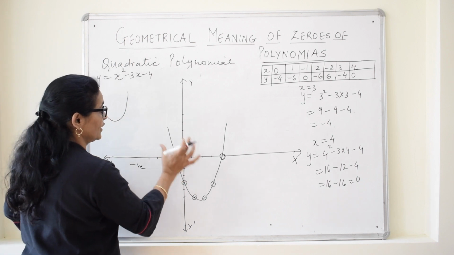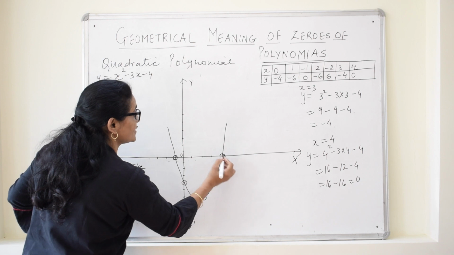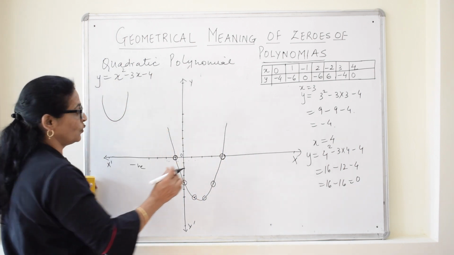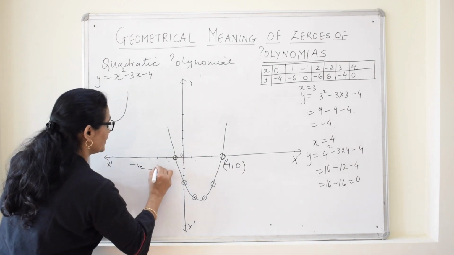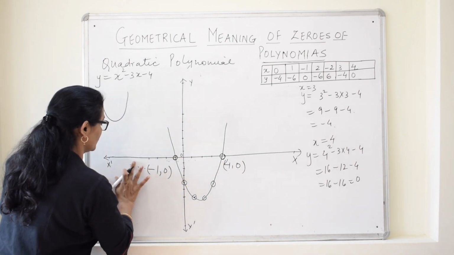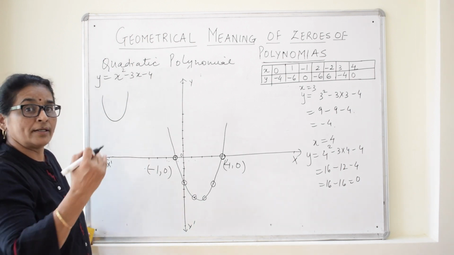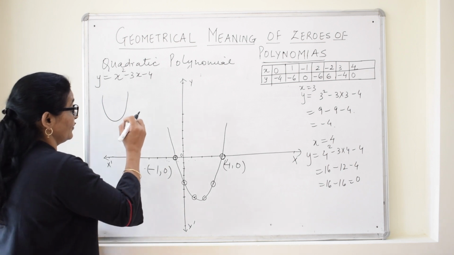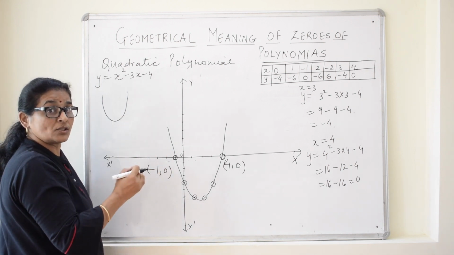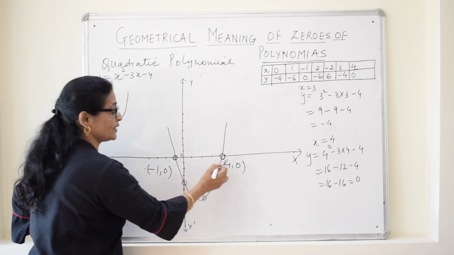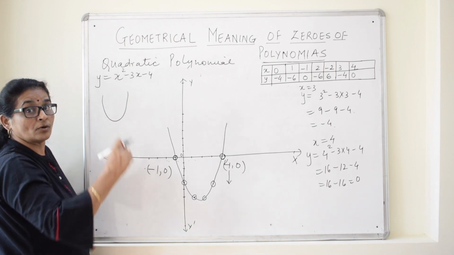This parabola, what we have got, you can see, is intersecting the x-axis at 2 points. One point is 4, 0. Another point is minus 1, 0. So the definition of zeros of a quadratic polynomial or any polynomial is wherever the curve or the freehand curve or the straight line cuts or intersects the x-axis, that point's x coordinate is called the zero of the polynomial.